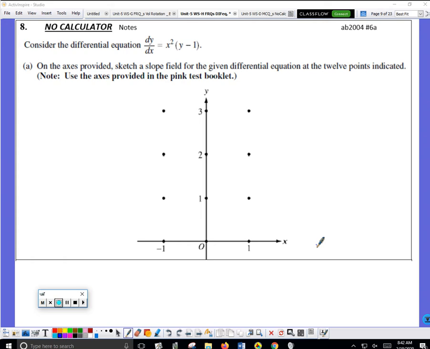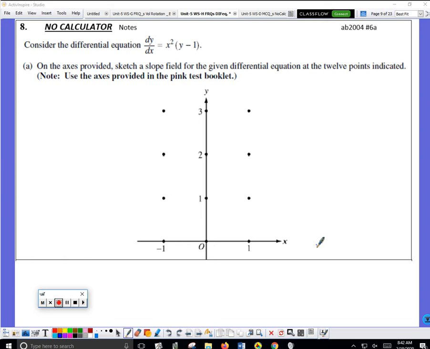Okay, problem number 8. They say consider the differential equation, so that's similar to problem 1. But they don't say solve the differential equation, so I don't do anything. They're just giving me the equation. Then it says, on the axes provided, sketch a slope field for the given differential equation at the 12 points indicated.